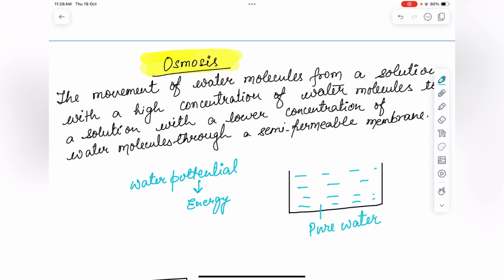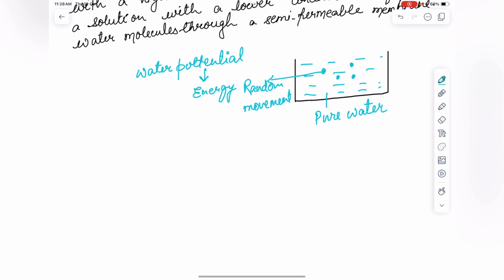What is water potential? Water potential is an energy: when water molecules move randomly, the random movement of molecules leads to the formation of energy. That energy is kinetic energy.